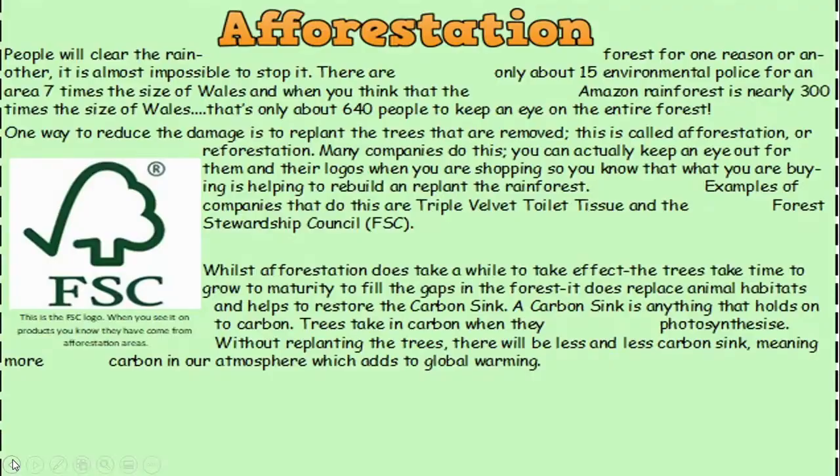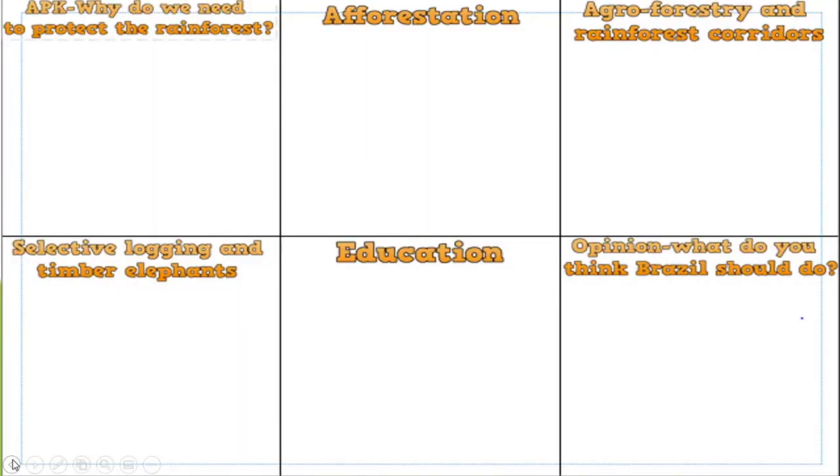What I would like you to do now, you've used all these resources and your sheet should be full of sentences in here and all the different sustainable methods. Finally, I'd like your opinion. Like I said, if your handwriting will fit in that area, please use it. If not, you can use the next page. What do you think Brazil should do?